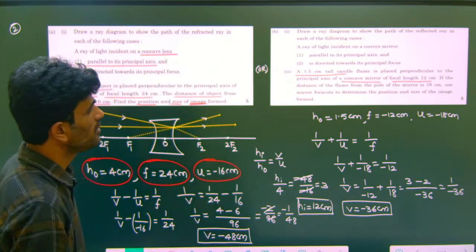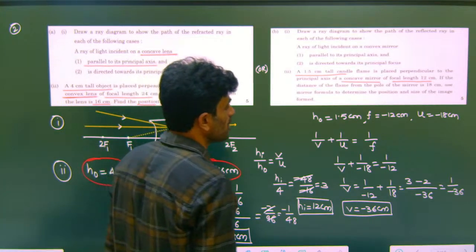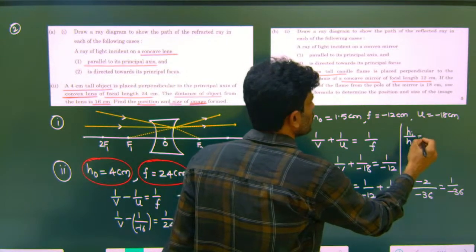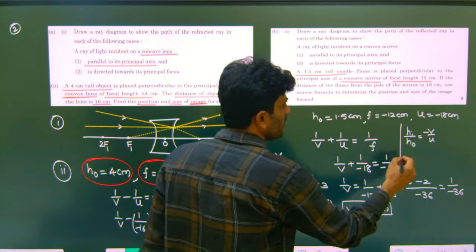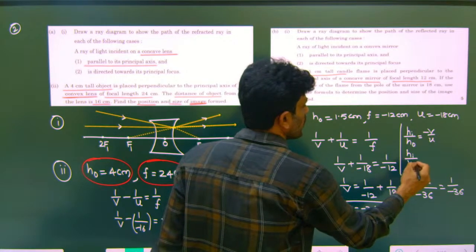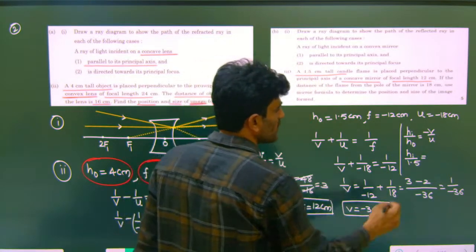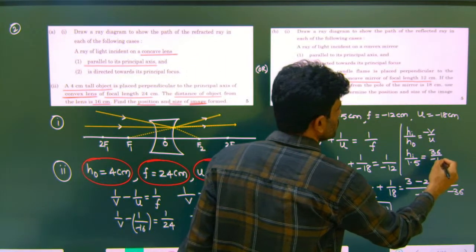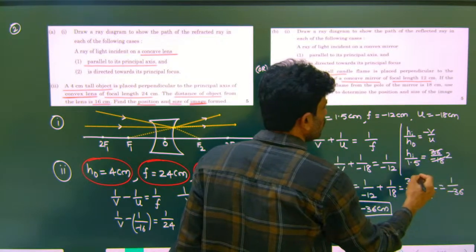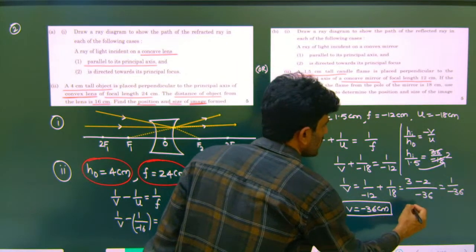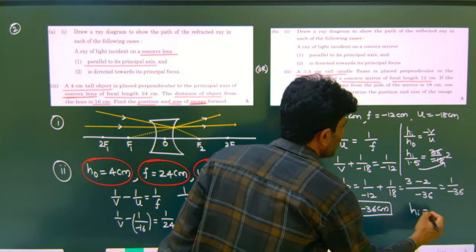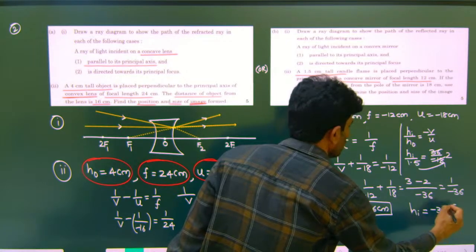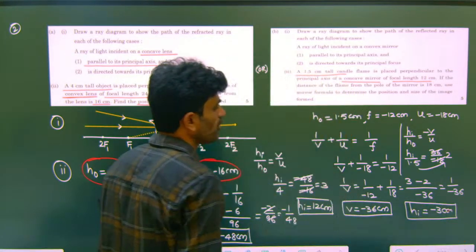We got that. Then the height of the image also we have to find. For that, again which formula? h_i/h_o is equal to minus v/u. h_i we have to find out, h_o is 1.5, v is minus 36, so minus into minus gives plus 36 by u which is minus 18. If you cancel this, it is exactly 2. If you transpose 1.5 to that side, h_i is equal to 2 into minus 1.5, which is minus 3 centimeters. Minus 3 centimeters, this is the height of the image.